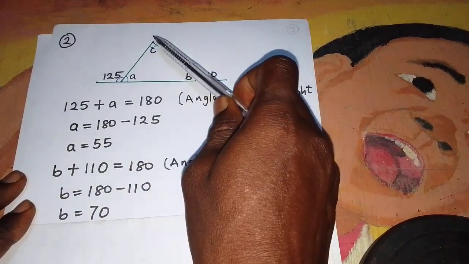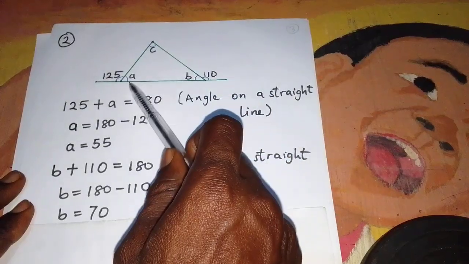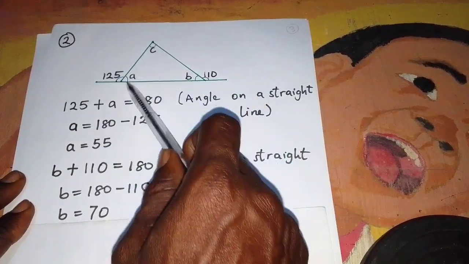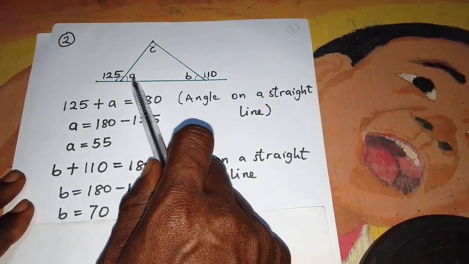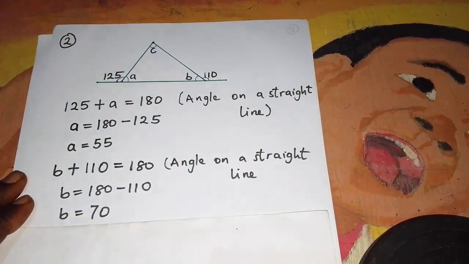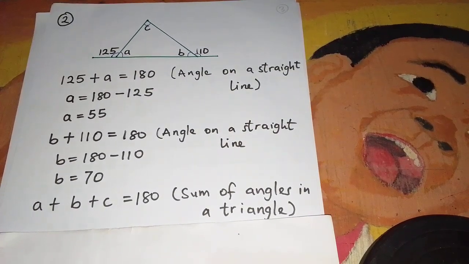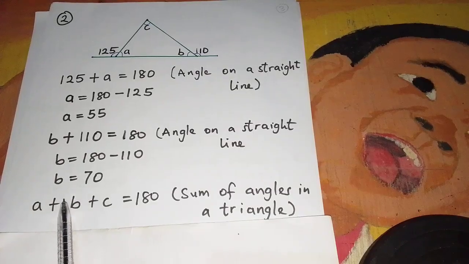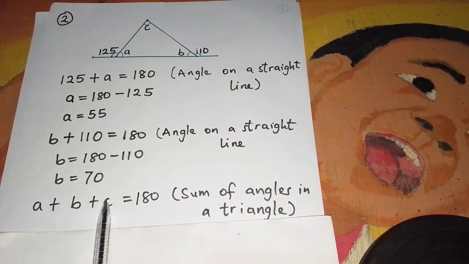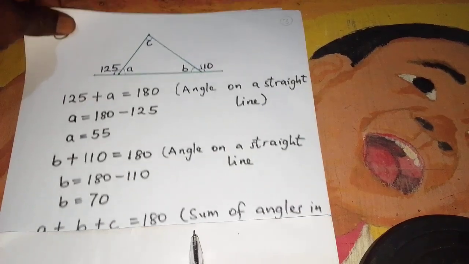So we realize that this angle A, B and C forms a triangle. Since it forms a triangle, if you add angle A and angle B and angle C, it should add up to 180 degrees. Why? Sum of angles in a triangle. So angle A plus angle B plus angle C should be equal to 180 degrees. Why? Sum of angles in a triangle.